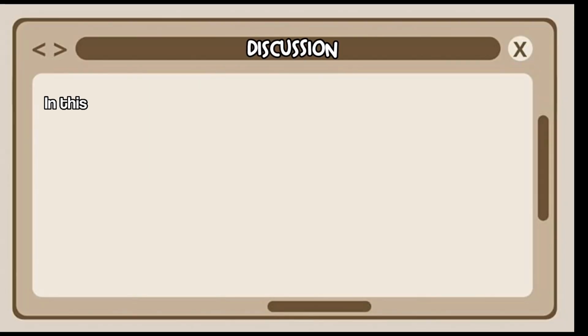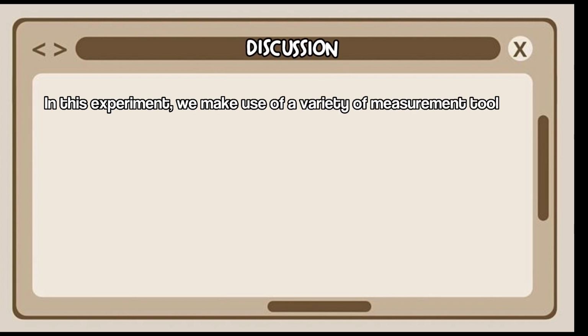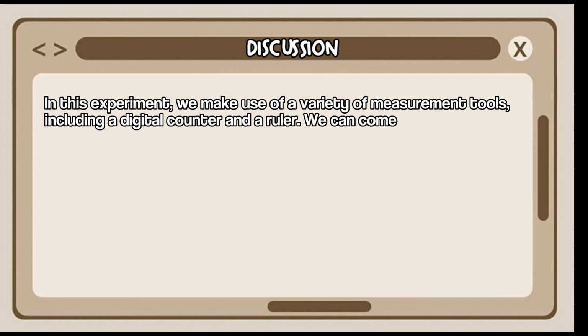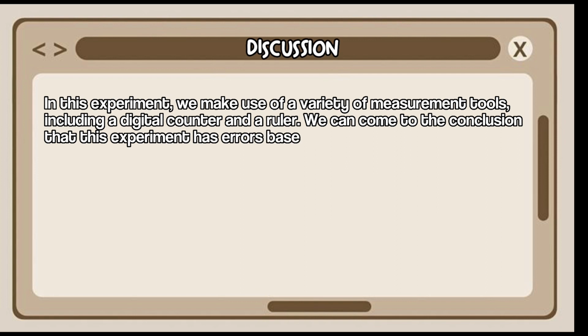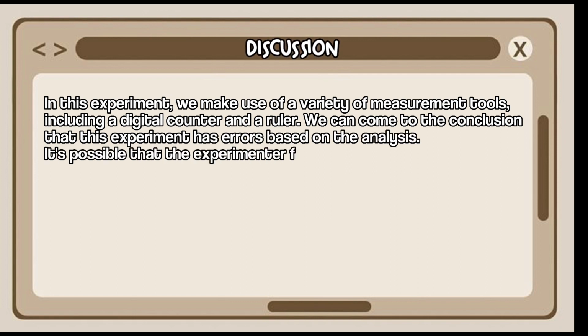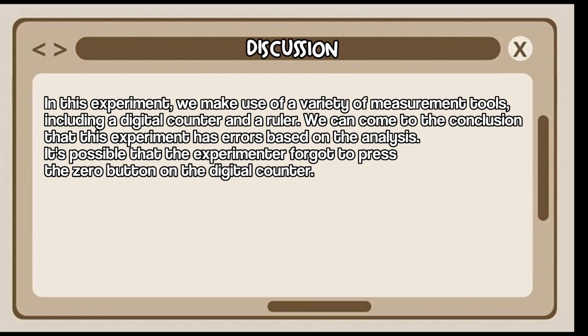In this experiment, we made use of a variety of measurement tools, including a digital counter and a ruler. We come to the conclusion that this experiment has errors based on the analysis. It is possible that the experimenter forgot to press the 0 button on the digital counter. This could affect the result of the experiment.